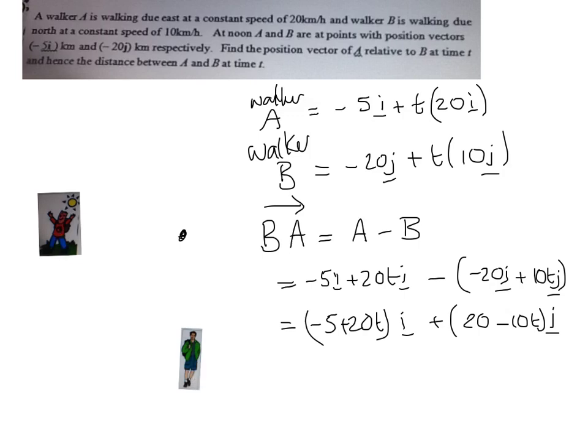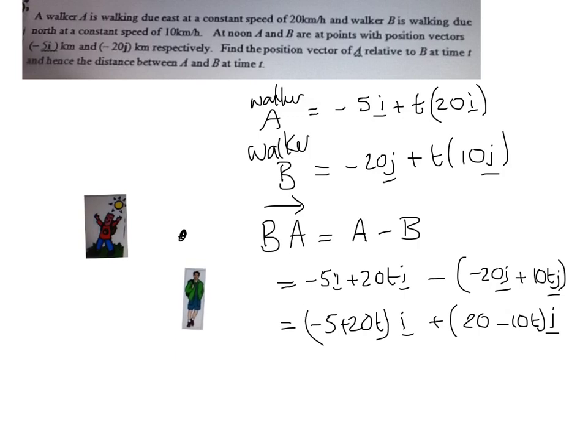So at the beginning, when t is 0, minus 5i and plus 20j. And then as t changes, and this walker goes this way, this walker goes this way, the vector connecting them also changes, but it's always given by this. So this is the vector from B to A at time t. And hence the distance between A and B. Now the distance between A and B would be the length of this vector. So it would be this bit squared plus this bit squared, square rooted. Nice little application of Pythagoras.